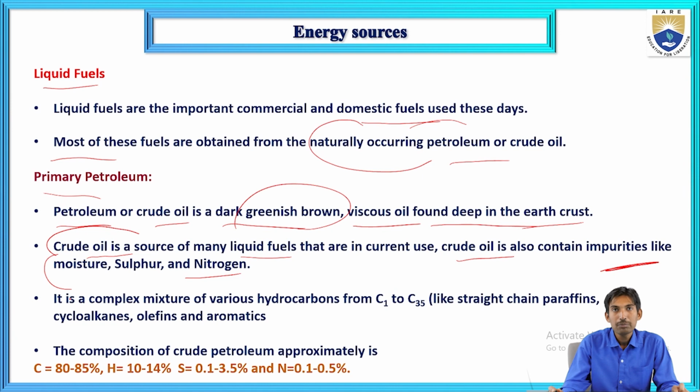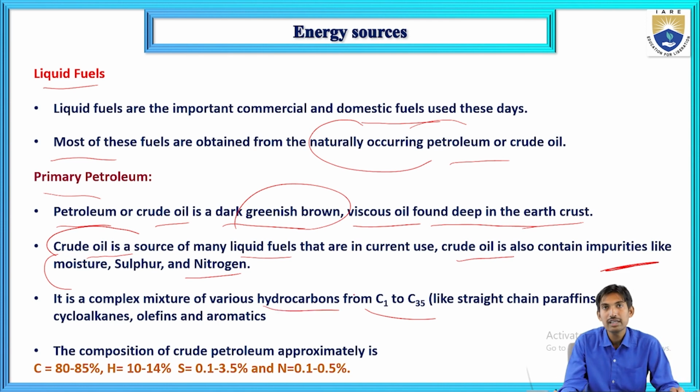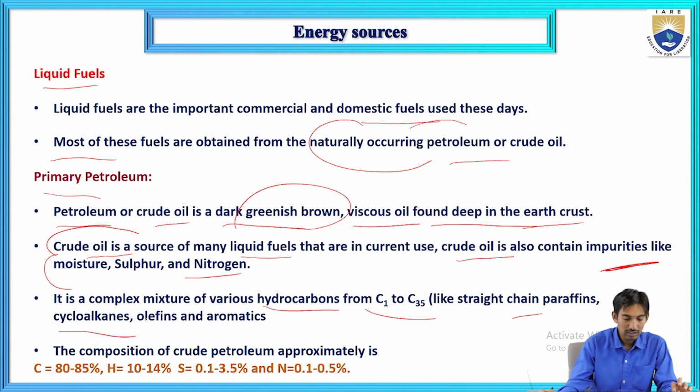It is a complex mixture of various hydrocarbons from C1 to C35. The crude oil contains this type of structures: straight chain paraffins, cycloalkanes, olefins, and aromatics. These are the types of hydrocarbons present in the crude oil or petroleum.